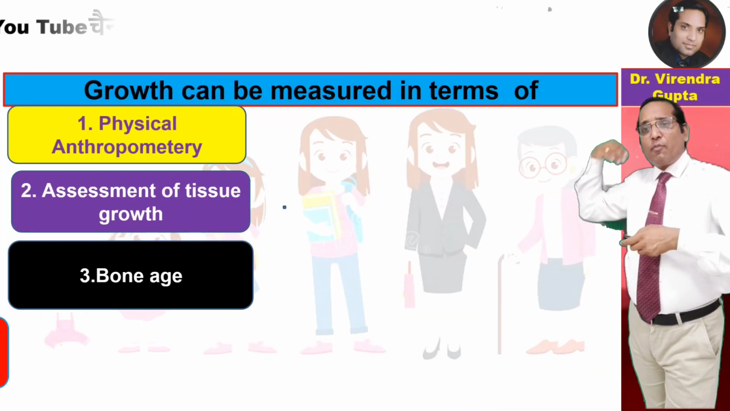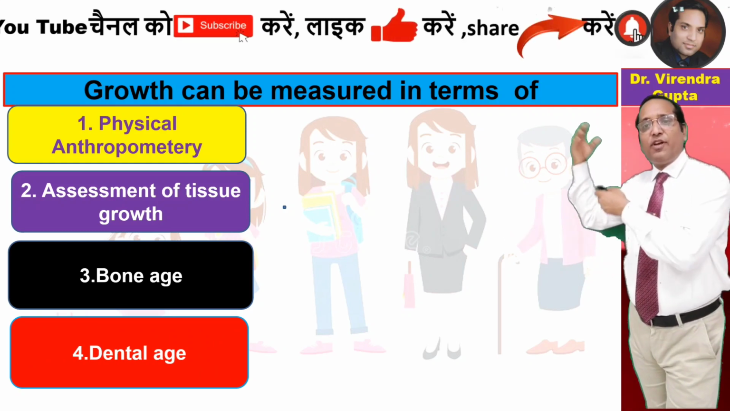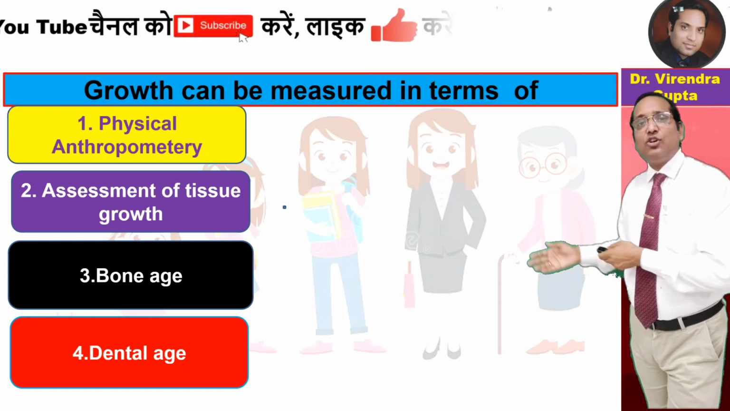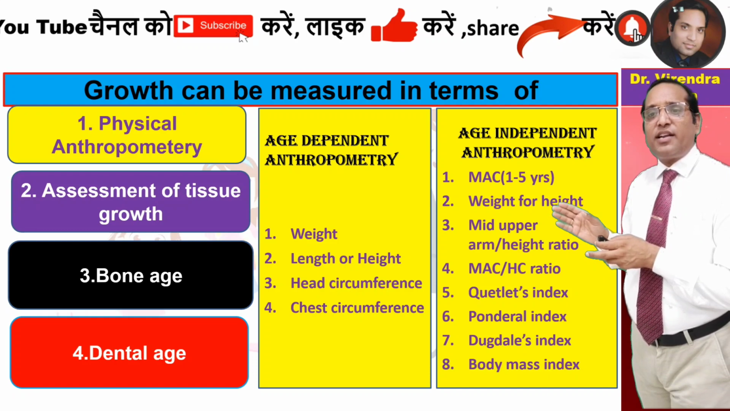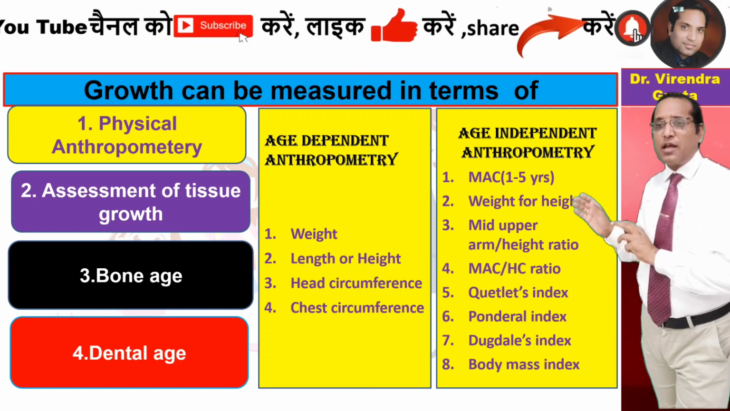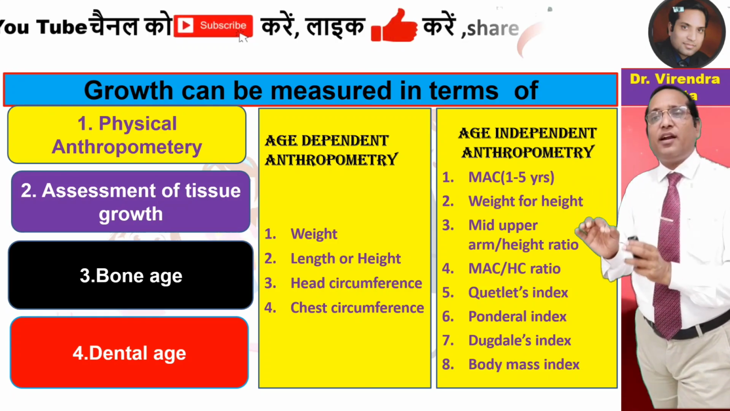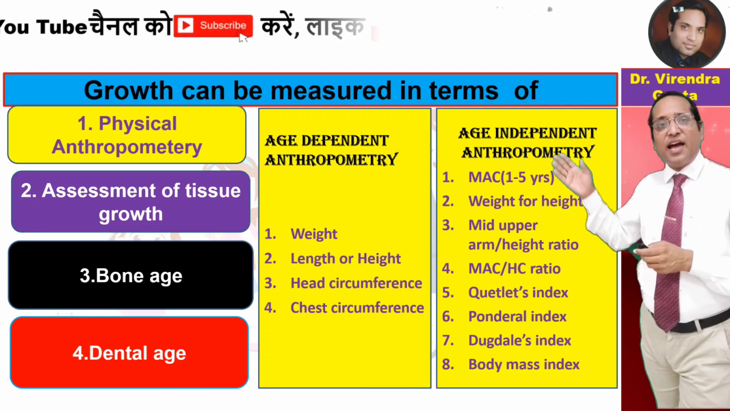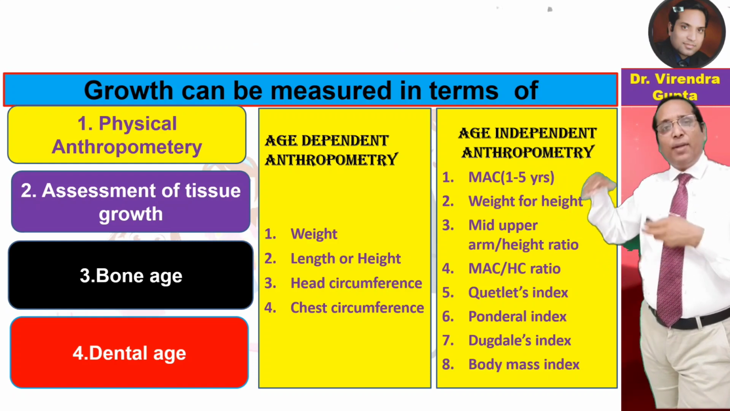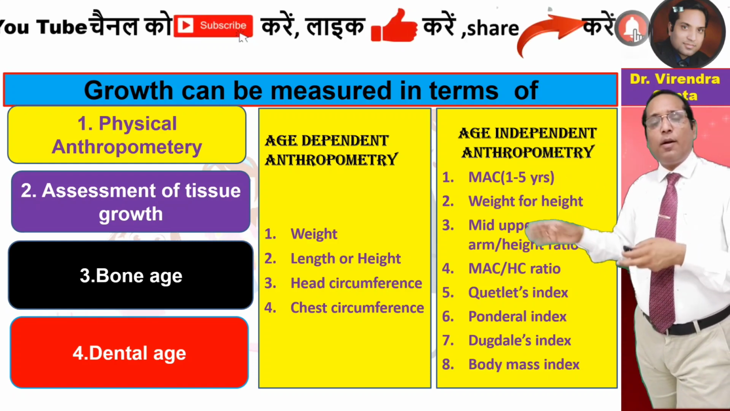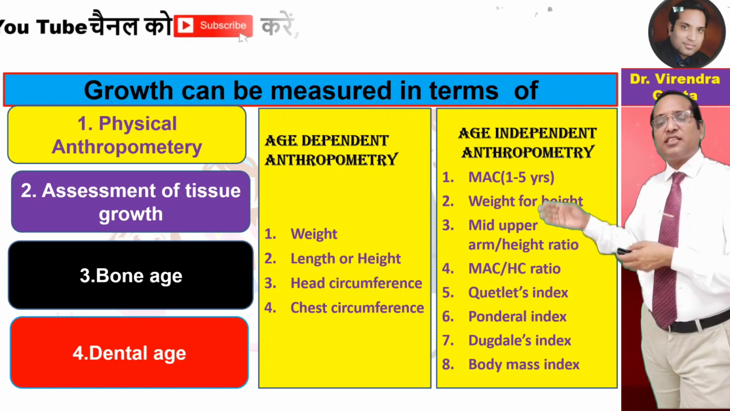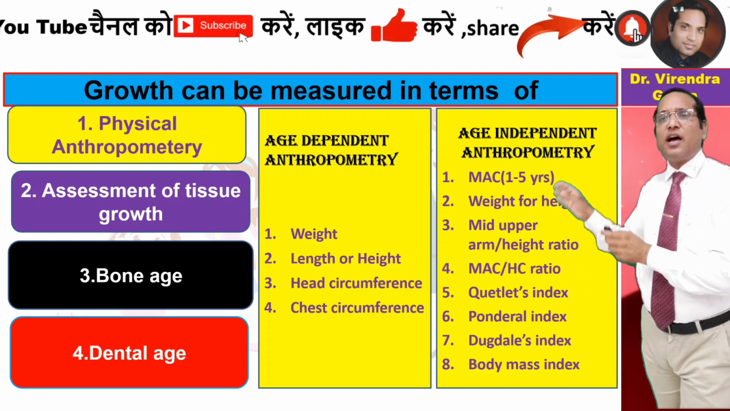And guys, growth can be measured in terms of physical anthropometry, assessment of tissue growth, bone age, and dental age. So guys, age-dependent anthropometries are weight, height, length, head circumference, and chest circumference, while some anthropometries are not dependent on age, such as midarm circumference, which can be taken up to 5 years of age. Others are weight for height, midarm circumference to height ratio, midarm circumference to head circumference ratio, Quetelet's index, Ponderal index, Dugdale's index, and body mass index, which are not dependent on age.